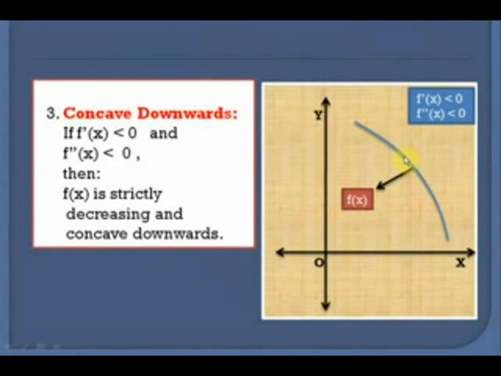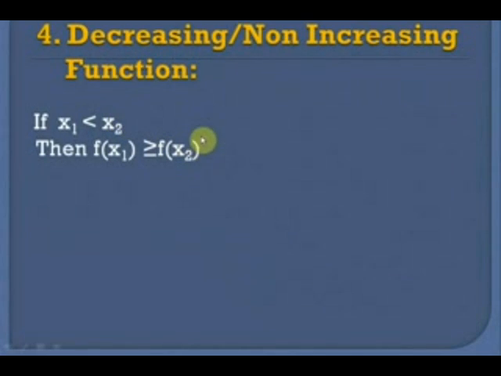As it opens downwards. The fourth is the decreasing or non-increasing function. So if x1 is less than x2, then f of x1 is greater than or equal to f of x2. This is similar to the condition for strictly decreasing functions, except there's an equality sign over here. So if x1 is less than x2 and f of x1 is greater than or equal to f of x2, then in such a case we say that it is a decreasing function or a non-increasing function.